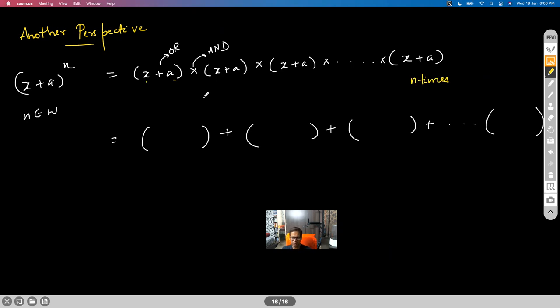Now, another easy way to understand this is, think as if there is a country which has n families. So this is a family, this is a family, this is a family, this is a family.